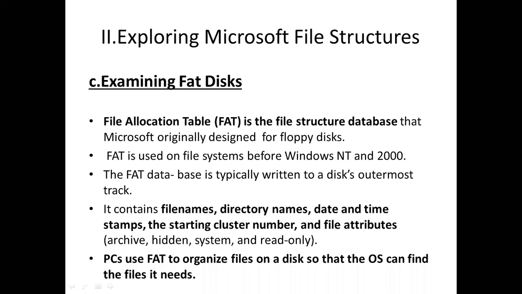Okay, so what are the things that will be contained in a FAT? It is nothing but file names, directory names, date, timestamps, cluster numbers, which we saw in the last class, and some file attributes. And often PCs use FAT to organize the files on a disk so that the operating system can find the required files.